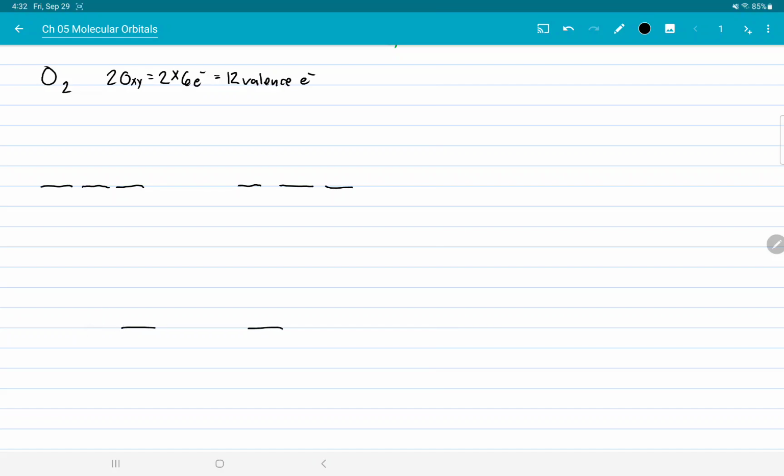There we go. I like that better. Okay, so the s orbitals are easy. There's an anti-bonding. There's a bonding. When we look at the p orbitals, well, we have some sigma bonds and some pi bonds.